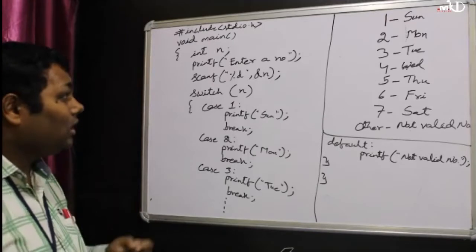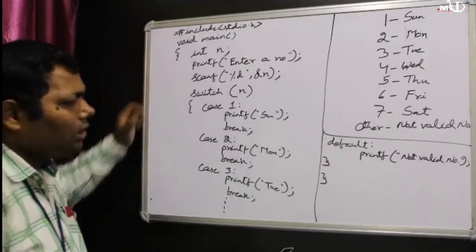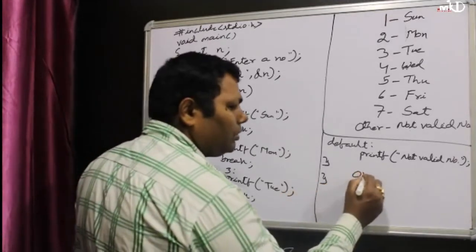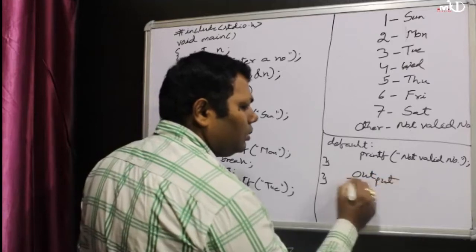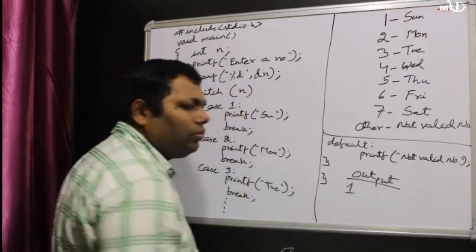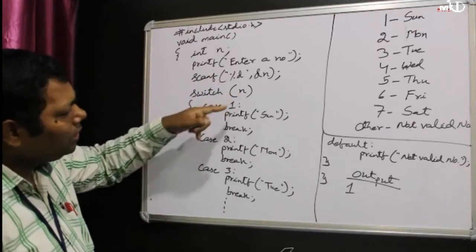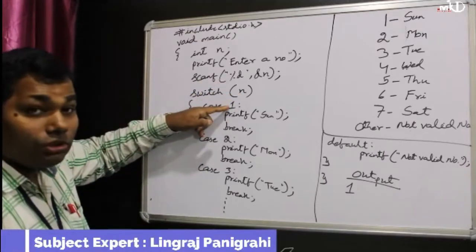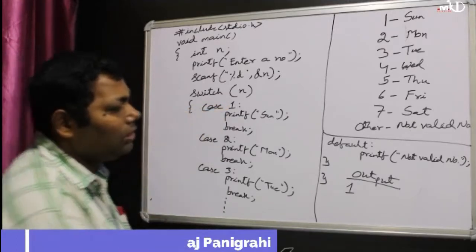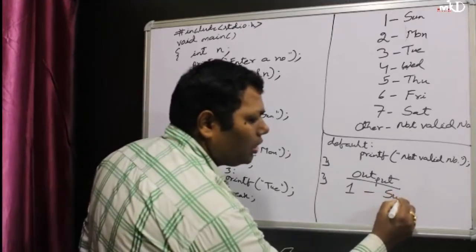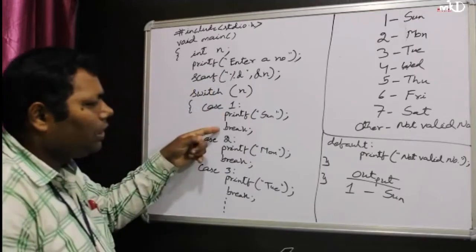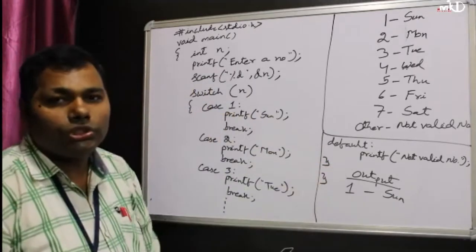Okay. So what is the output? Let the user input 1. Check n equal to 1. Compare case 1. It is true. So display Sunday. Then break. Break means out of the switch case.